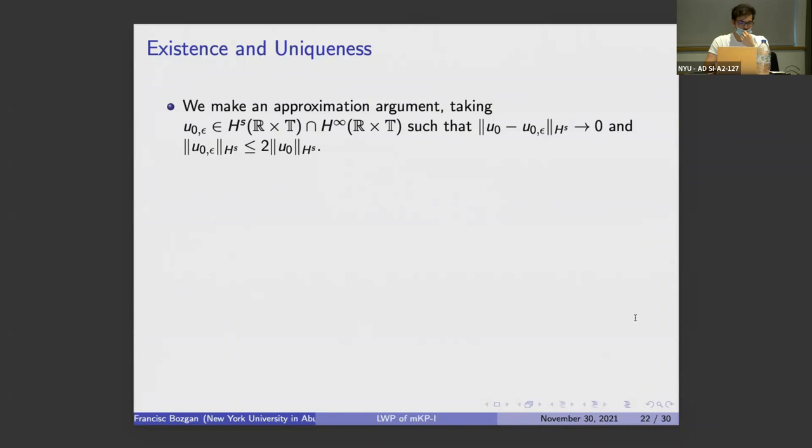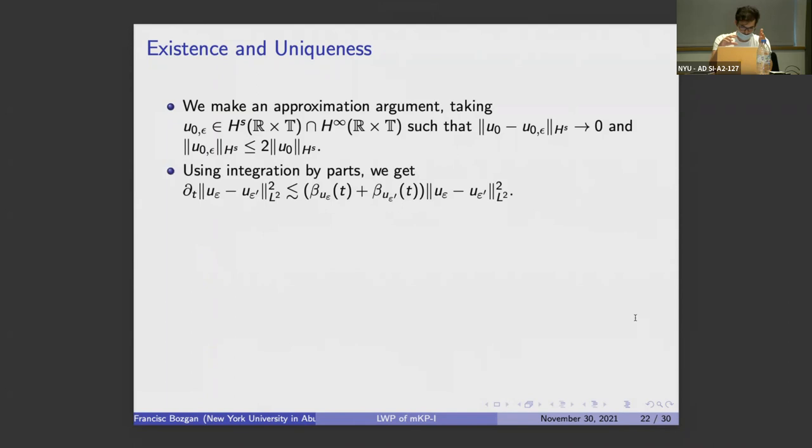For the existence and uniqueness, this also comes from our approximation argument. We take a sequence that is in H infinity, that is dense in HS, that goes to my initial data, and also it's bounded. Let me just tell you that U epsilon is the corresponding solution that comes from U zero epsilon. It is also in H infinity by the Yoro and Nunes local well-posedness. By integration by parts, we get this type of inequality.